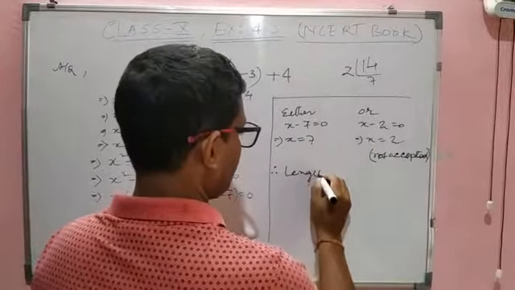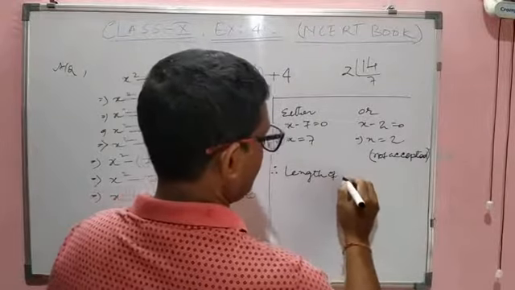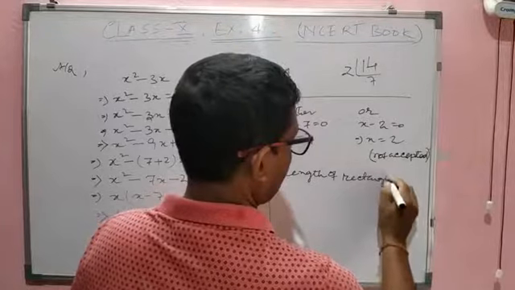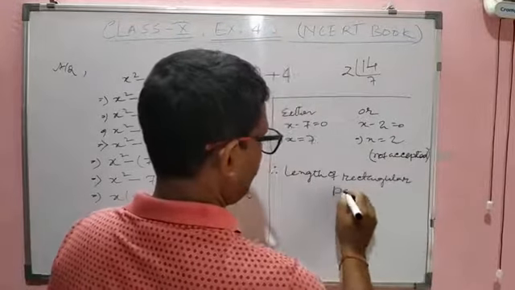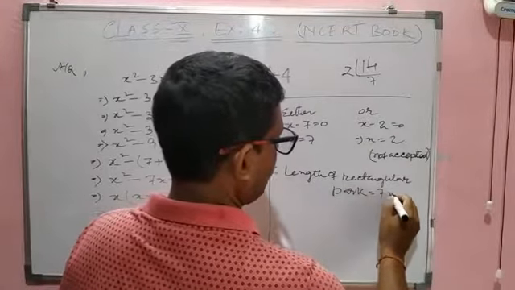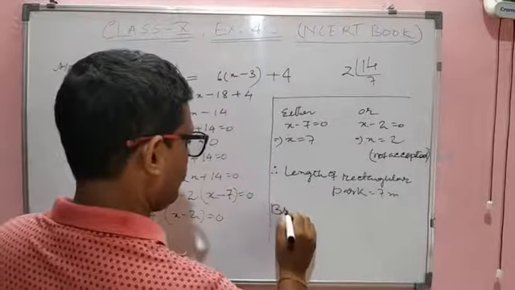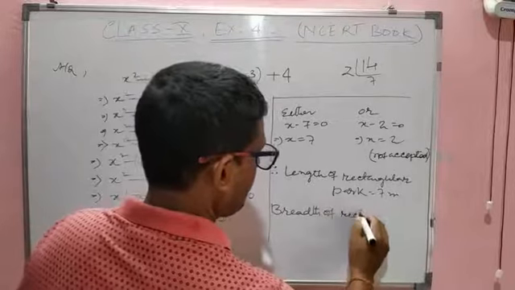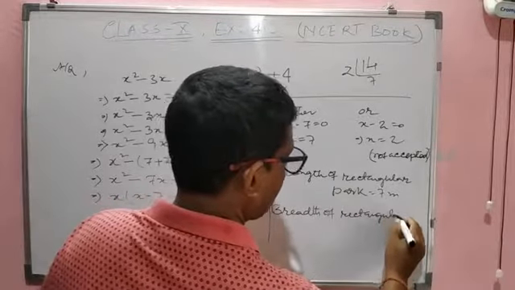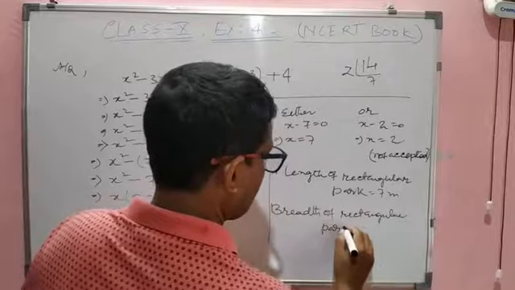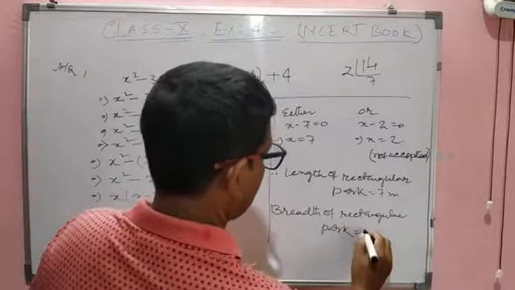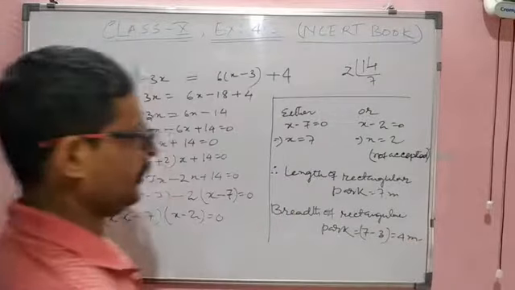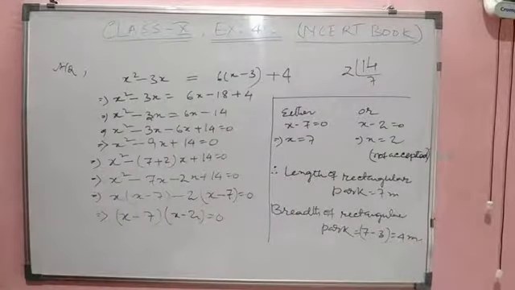Therefore, the length of the rectangular park equals 7 and the breadth of the rectangular park equals 7 minus 3, that equals 4 meters. So it's a very important question.